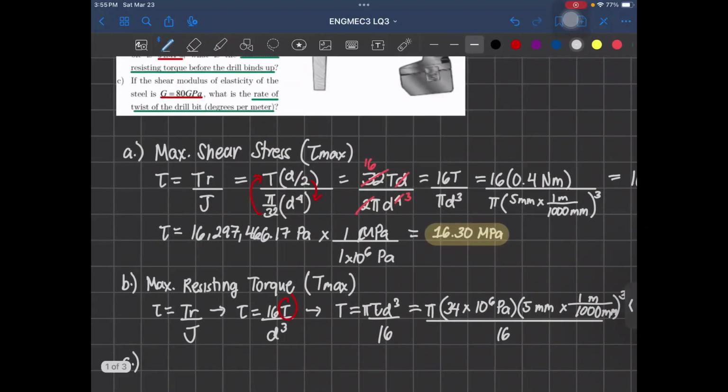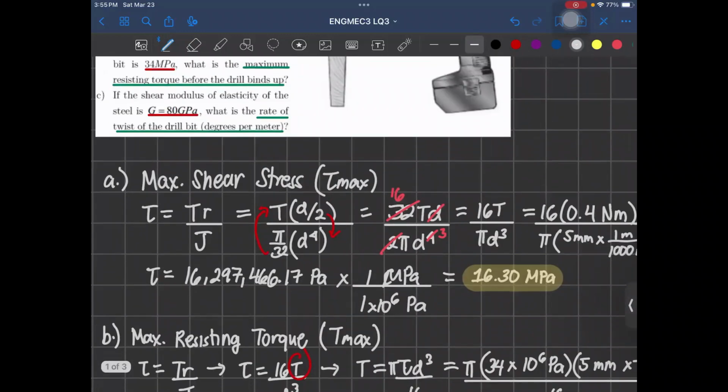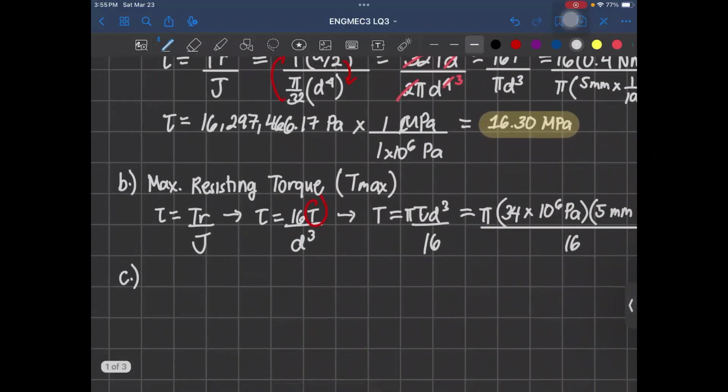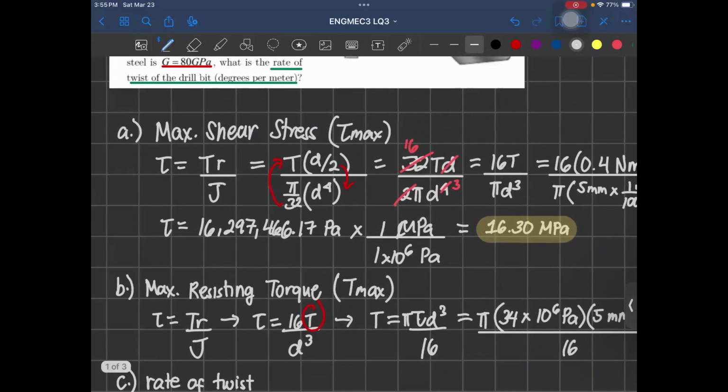Now, let's move on to our last question for this problem. If the shear modulus of elasticity is 80 gigapascals, we need to know the rate of twist of the drill bit. And here it's stated that it's in degrees per meter. Why is it such? Because we still don't have an idea of what the length of the drill bit is. So the answer would be per meter.